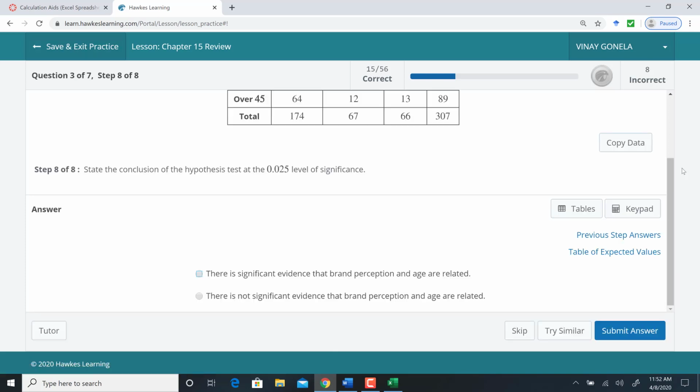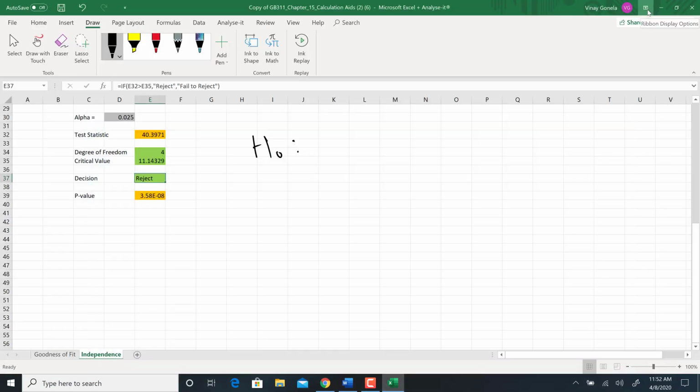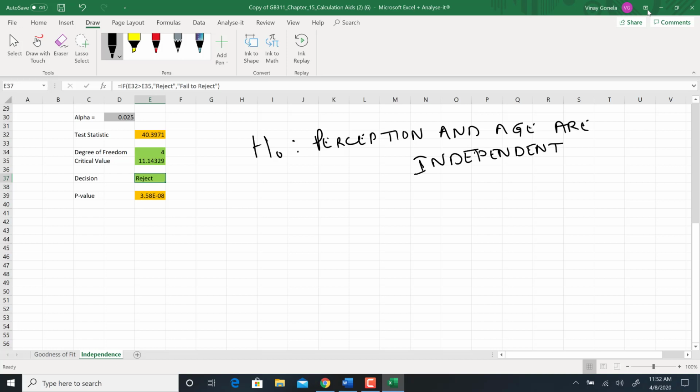So let me see what the conclusion is. Your H null is that age and perception are independent of one another. That is your null hypothesis. And your alternative was that perception and age are dependent.